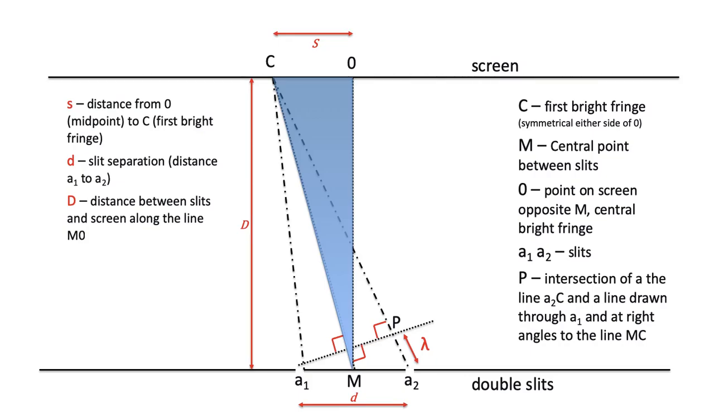So the triangle M0C and the triangle A1A2P are going to be at least approximately similar triangles. And that means that the ratio of their lengths is also going to be similar. So we have the two similar triangles here, and the distance between C and O, which is one of the triangle's sides, to the longer side here, M0, will be similar to the distance between P and A2 and the distance from A1, A2.